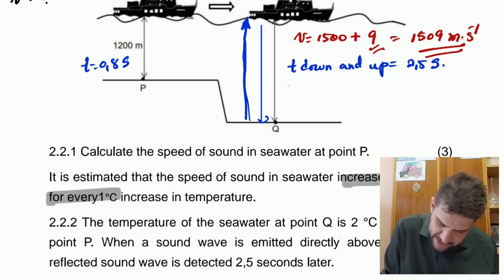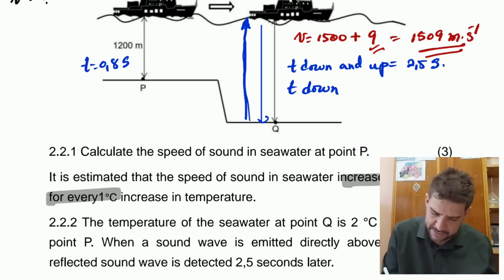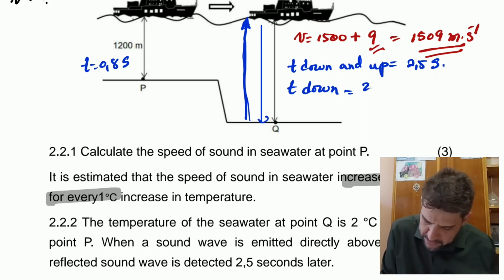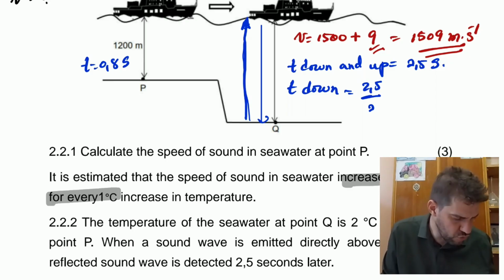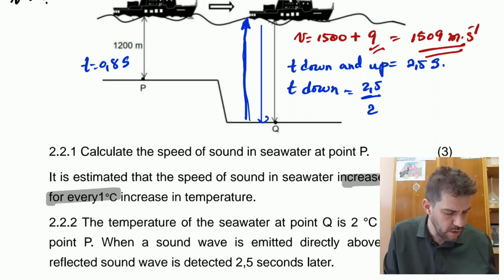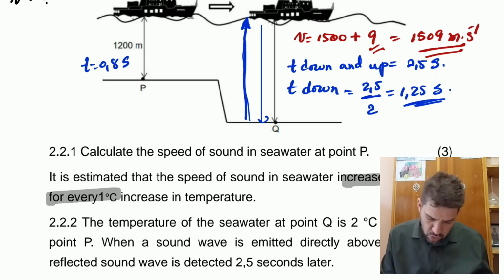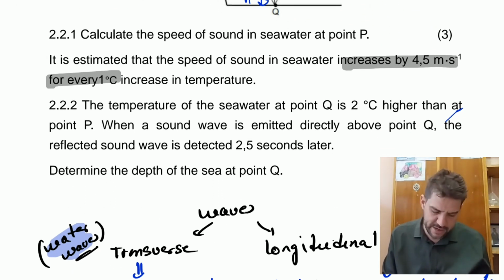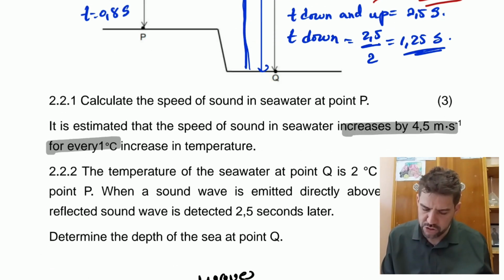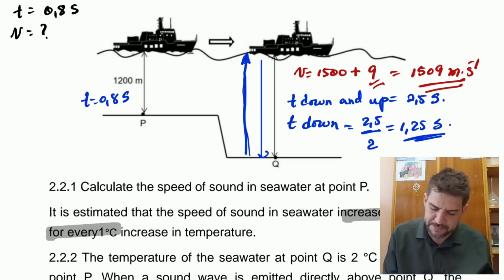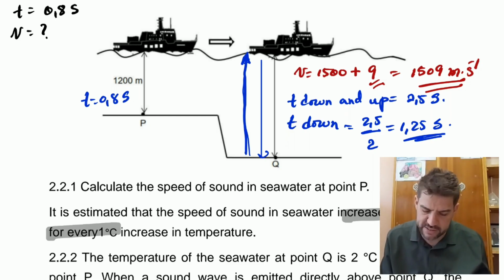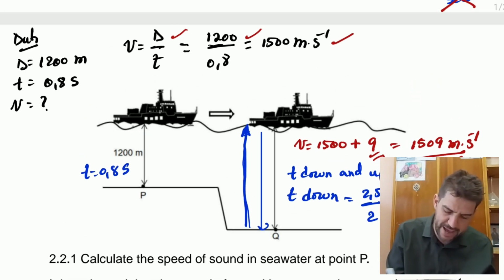We need the time to go only down, because that is the distance we are measuring here. It's going to be equal to 2.5 divided by 2, guys. That one will be 1.25. So this one is equal to 1.25 seconds. That is the time. All right. We are looking for the distance. Determine the depth of the sea at point Q. So we have the data here. We have the speed. We have the time. We're looking for distance. Guys, we are going to use the same formula as before.